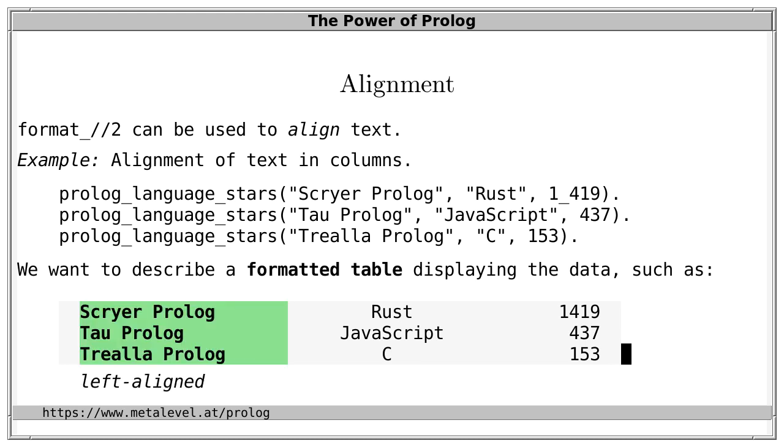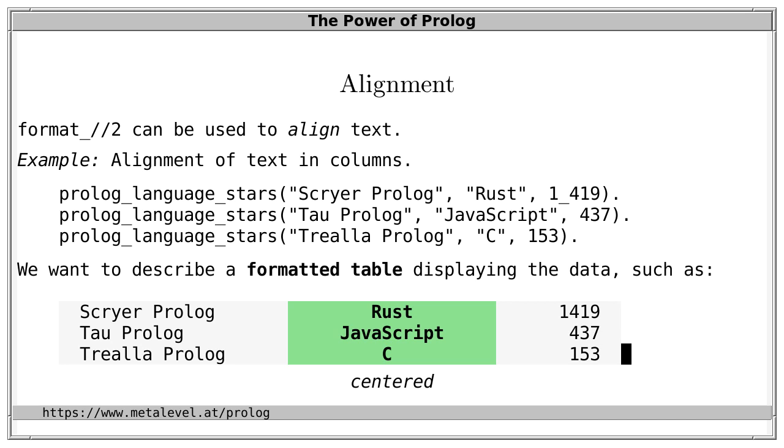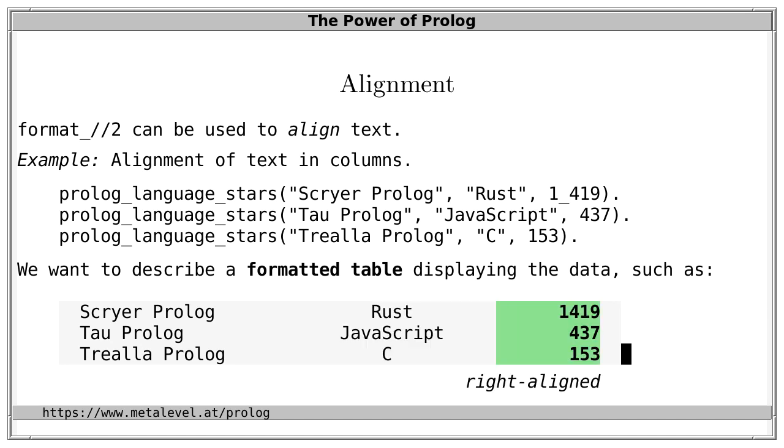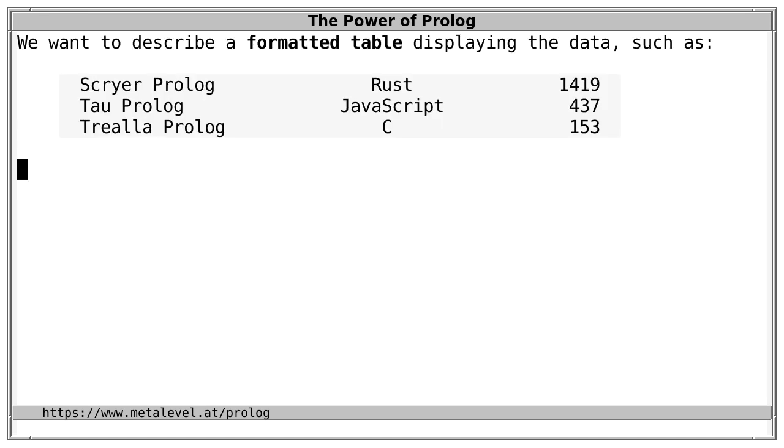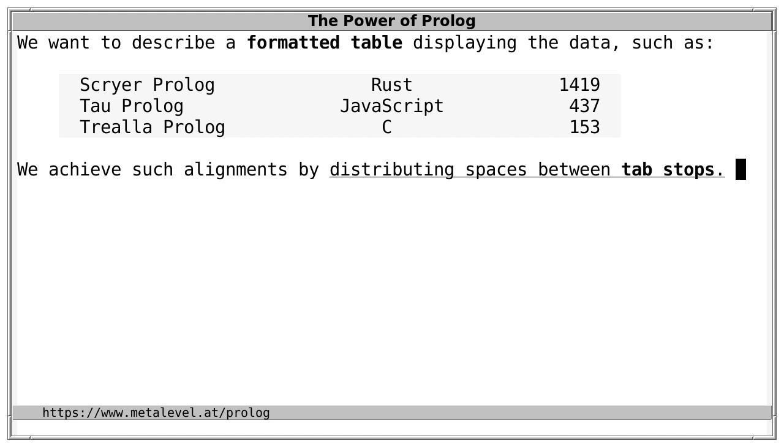The text in the first column is left aligned, the second column uses centered text, and the text in the third column is right aligned. And with format underscore, we can easily describe such alignments. We achieve them by distributing spaces between tab stops.